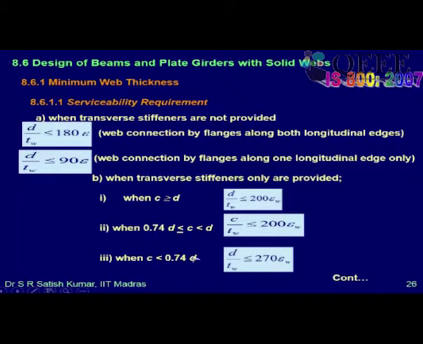Now these are very uneconomical designs. So as a thumb rule, I will say try to keep c around 1.5 times d. So it is greater than this, but less than d, but that also we are not using. We will use this: c around 1.5 times d. So up to 200 we can go for d by t w.